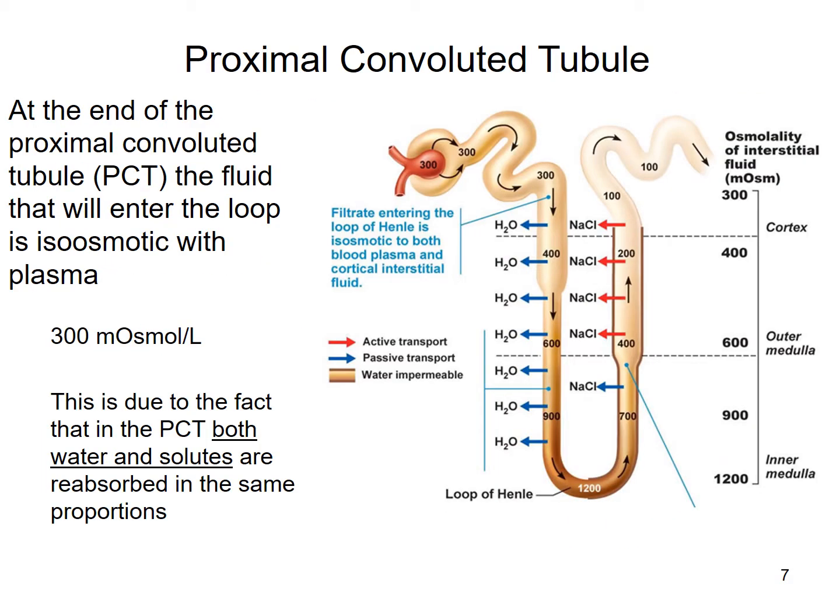Now, at the end of the proximal convoluted tubule, the fluid that enters the loop of Henle is actually isoosmotic with blood plasma. And this is isoosmotic at 300 milliosmoles per liter. So you can see that both at the beginning and at the end of the proximal convoluted tubule, you have the same osmolarity. And again, the reason why, I think we mentioned this in the previous video, is because in the proximal convoluted tubule, both water and solutes are reabsorbed in the same proportions, which is going to keep your osmolarity the same.